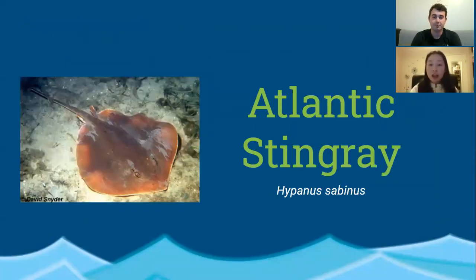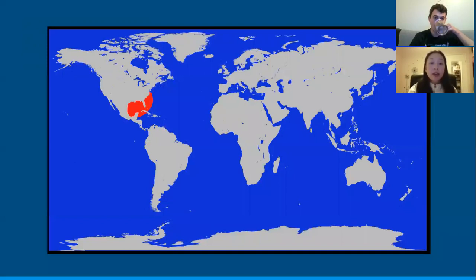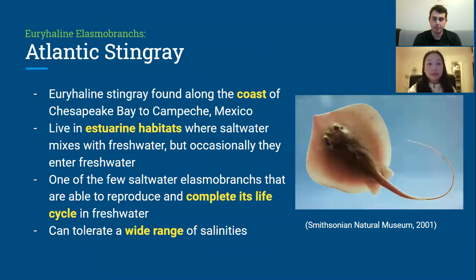So now moving on to the Atlantic stingray, another species that is euryhaline. They are located on the border of the states and Mexico, so they are found in a much smaller region than the previous two fishes that we talked about. And what's really cool about them is that they actually live in habitats where saltwater mixes with freshwater, and they're also able to enter freshwater.